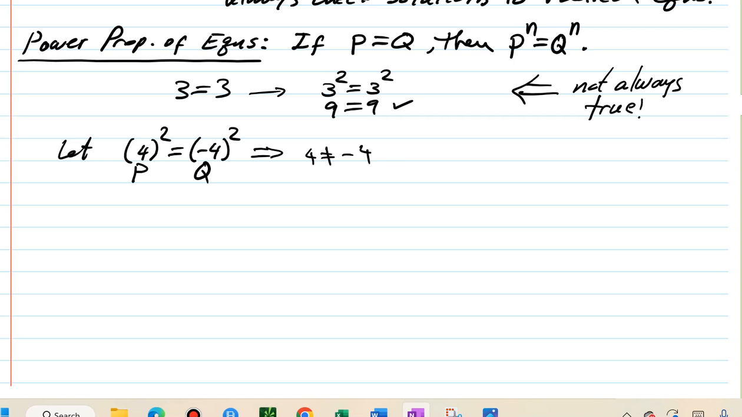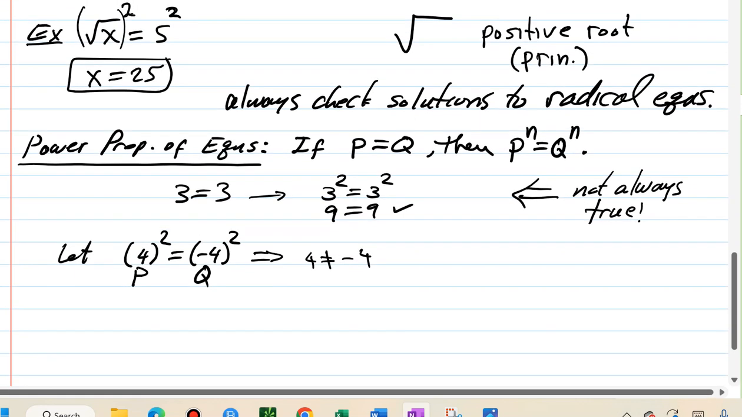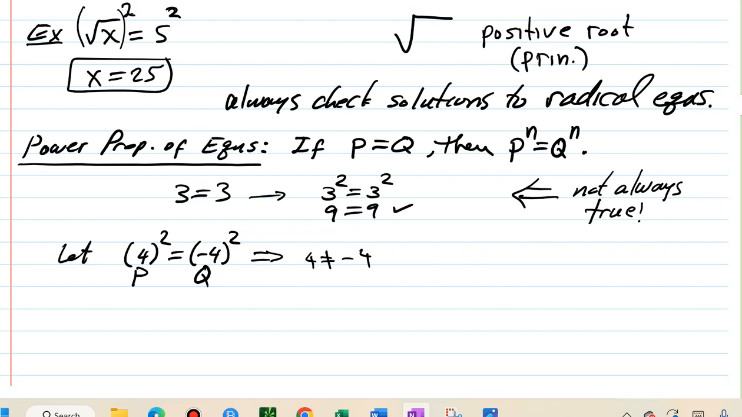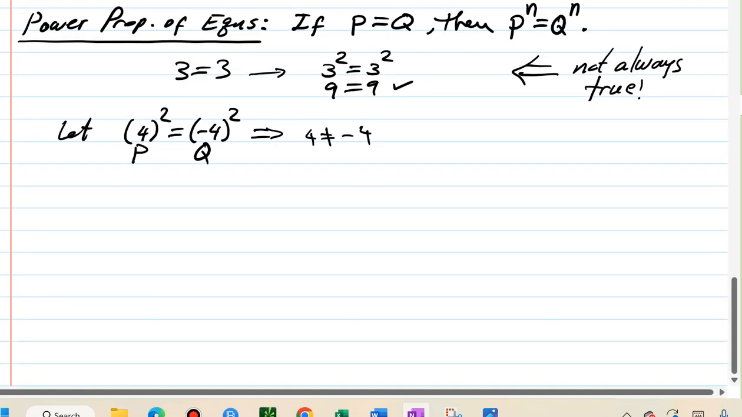So for that reason, because this is not in the form of if and only if, which usually works both ways. This is the form of if-then, which is an implication. It's not a bidirectional implication. So it only works in one direction. For that reason, remember to always check the solutions to radical equations, especially when you raise them to even powers, because things like what I just said here do happen in our work.